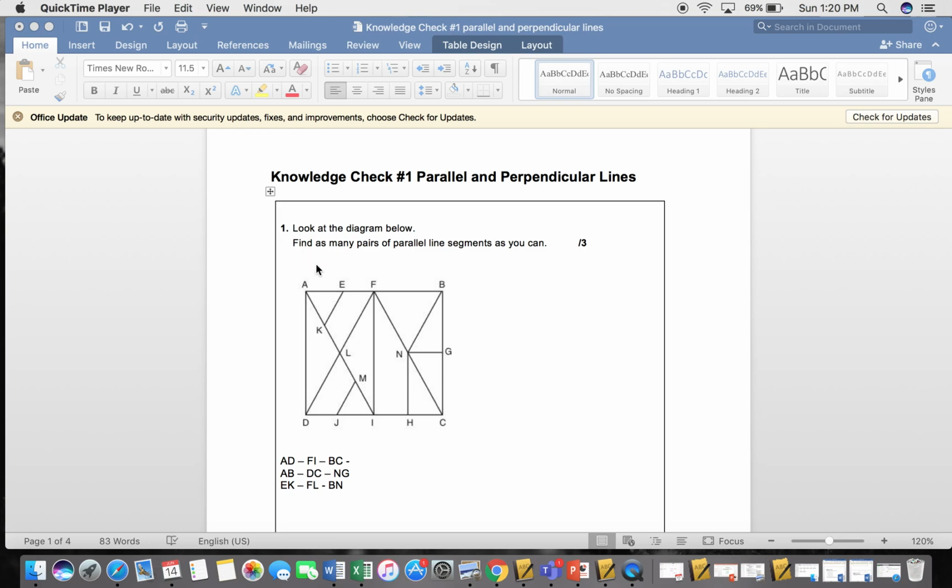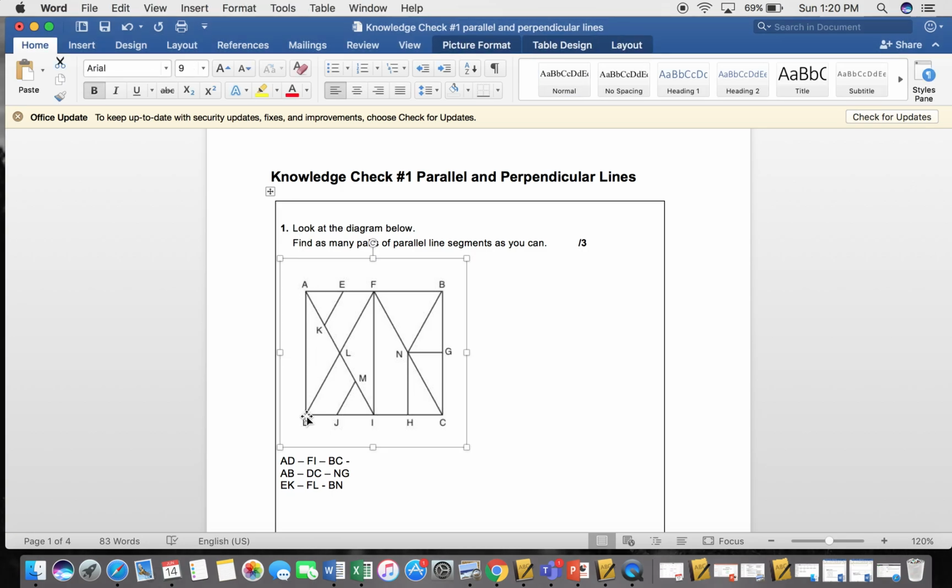So some examples of parallel lines. One example, this line A to D is parallel to this other vertical line, F to I, which is also parallel to this other vertical line, B to C. So all three of those lines, however long they run on for, they are never going to meet. They're never going to intersect. They're across from each other. So there's one mark there if you have shown me one set of vertical lines that are parallel.